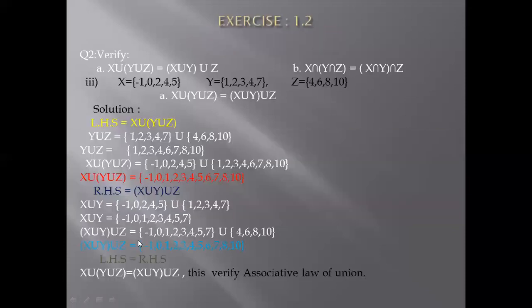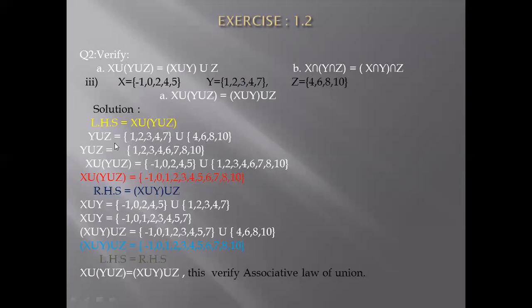See on the screen. The question is X union Y union Z. The elements of X are minus 1, 0, 2, 4, 5, and we also have the elements of Y and the elements of Z. Again, I am repeating the definition of union. Union means combine the elements. We write all the elements of two sets within one bracket.